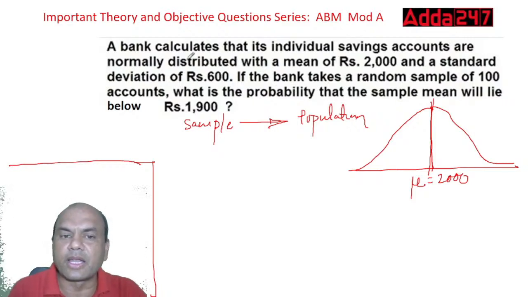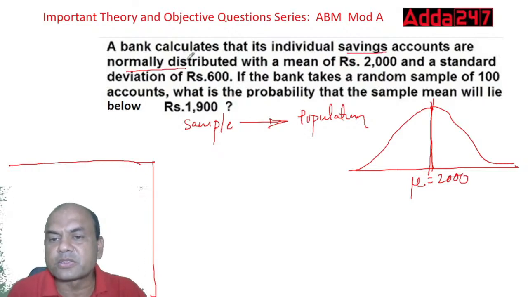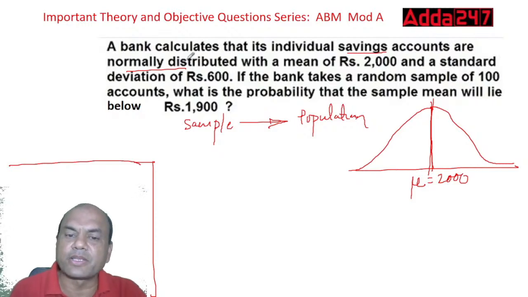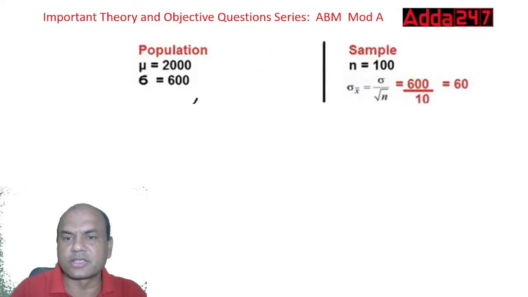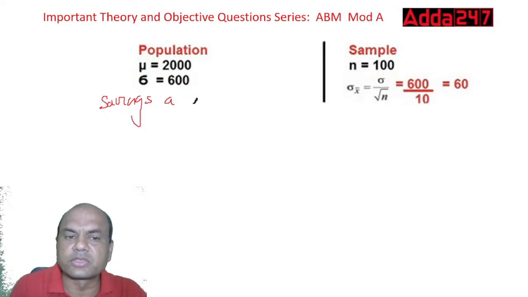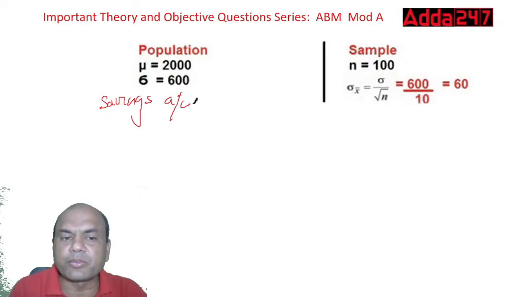Normally distributed: the savings accounts are normally distributed. What do you mean by normally? It means the population is normally distributed. It means the bank has some savings accounts. Let me show you over here. This is the population and this is the sample. So the population means the entire savings accounts of the bank.